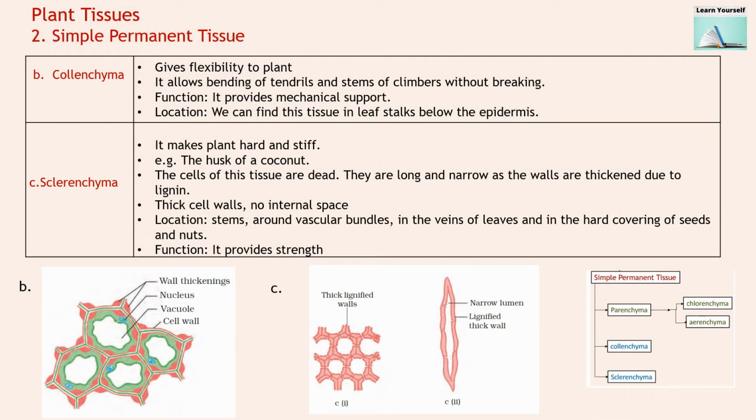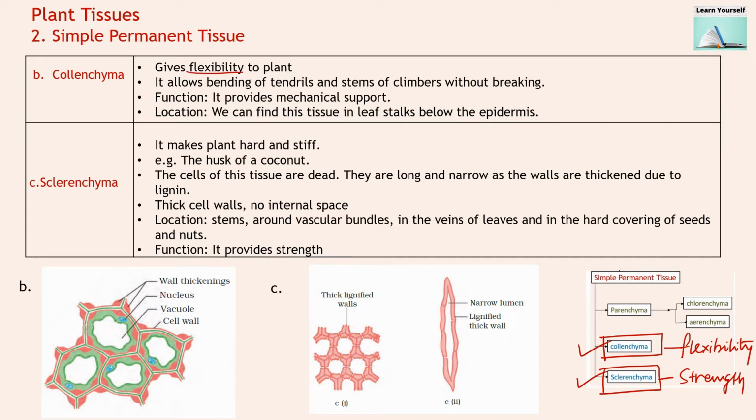Now another two types of simple permanent tissue, that is collenchyma and sclerenchyma. They both are different from each other, as collenchyma gives flexibility to the plant whereas sclerenchyma gives strength to the plant. Let us understand the important features.